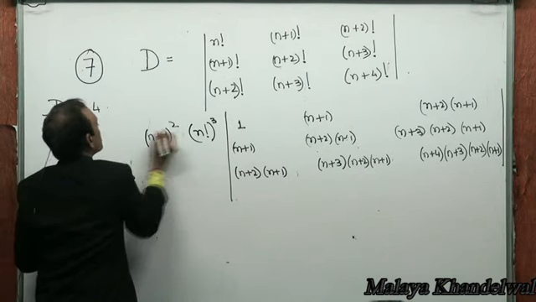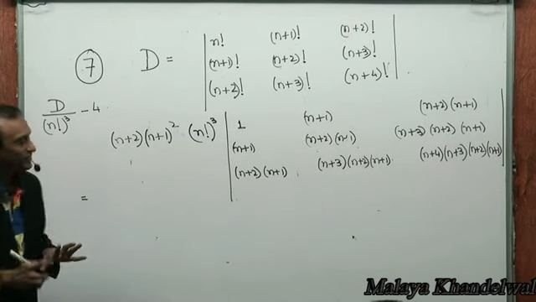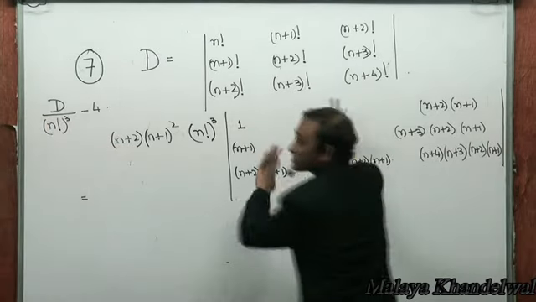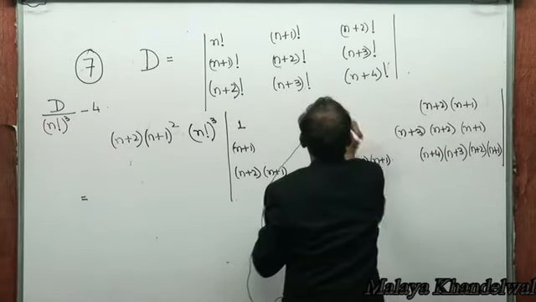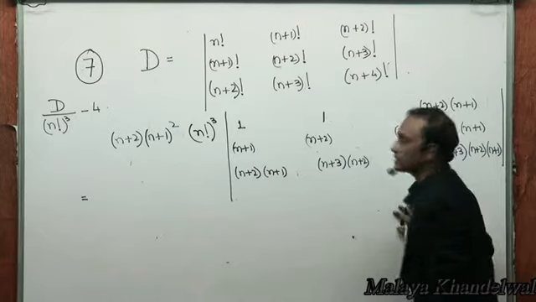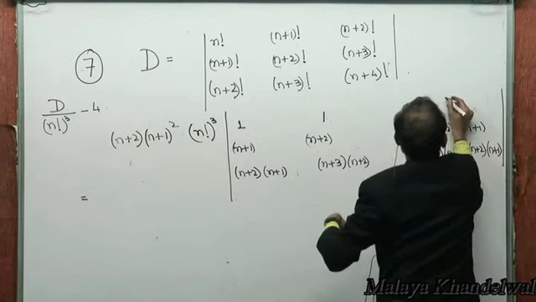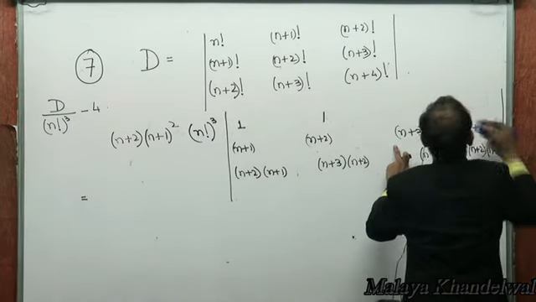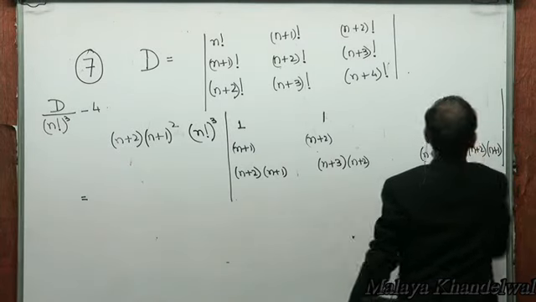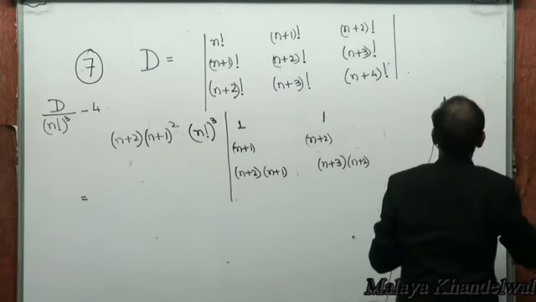The problem with determinants is that it consumes a lot of space, so you have to maintain some austerity. So n plus 1 whole squared into n plus 2. N plus 1 taken common will leave me with 1 here. N plus 1 taken common from this. Now n plus 1 into n plus 2 taken common from the second will give me 1 here, will give me n plus 3 here, and will give me n plus 3 into n plus 4 here.